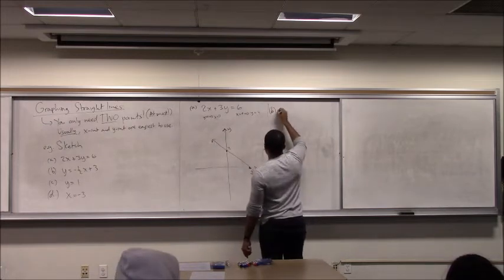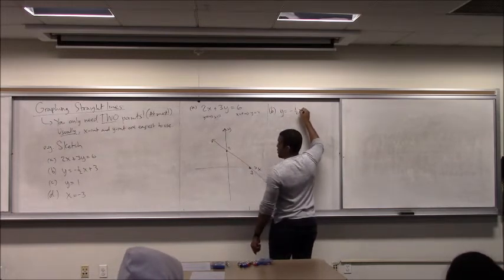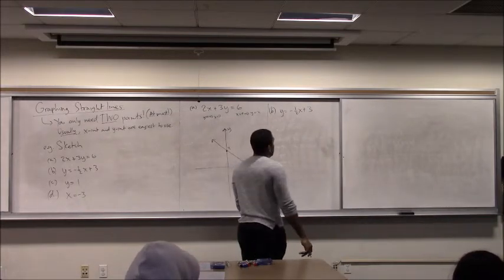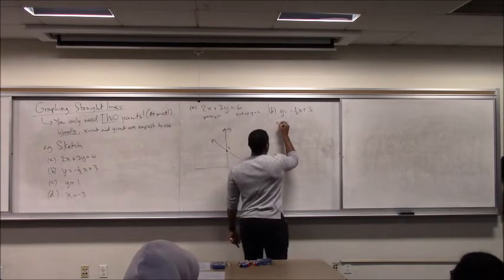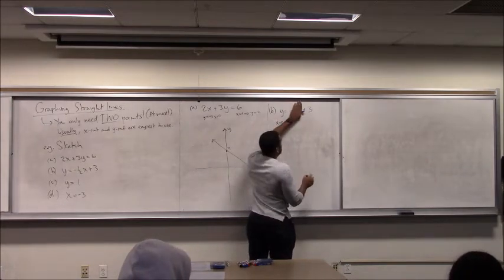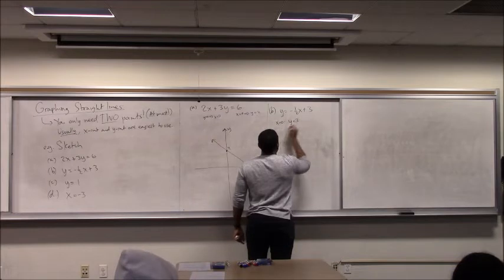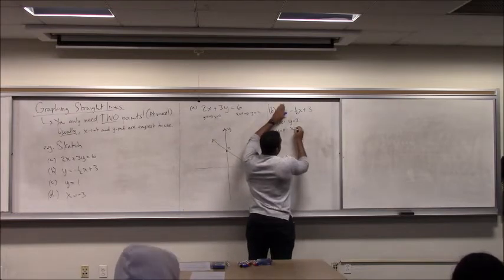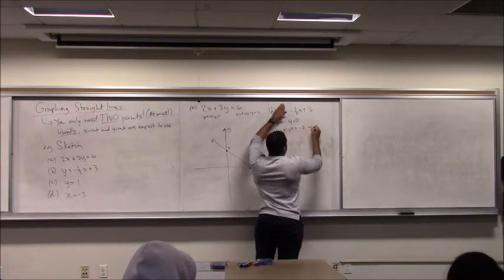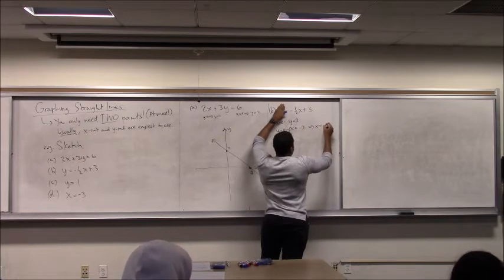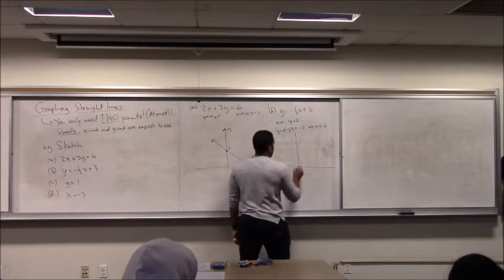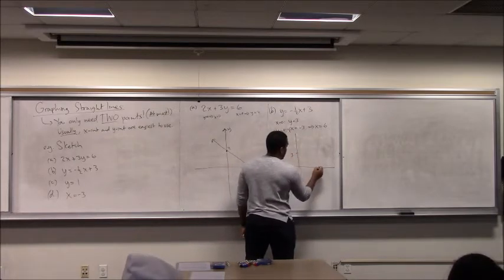What about if I had y equals minus 1/2 x plus 3? I'd do the same thing. If I plug in x equals 0, you get y equals 3. Plug in y equals 0. Now you have to solve for x. You have minus 1/2 x equals minus 3, which means that your x would be positive 6. So 3 and 6.